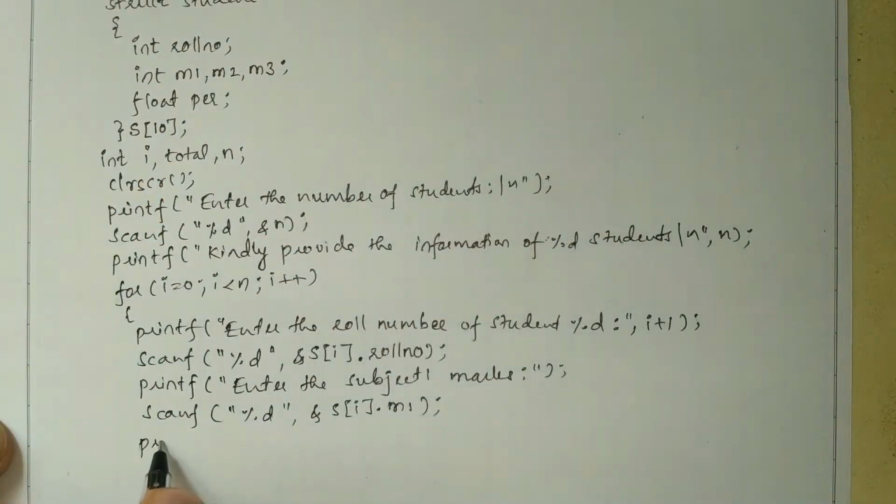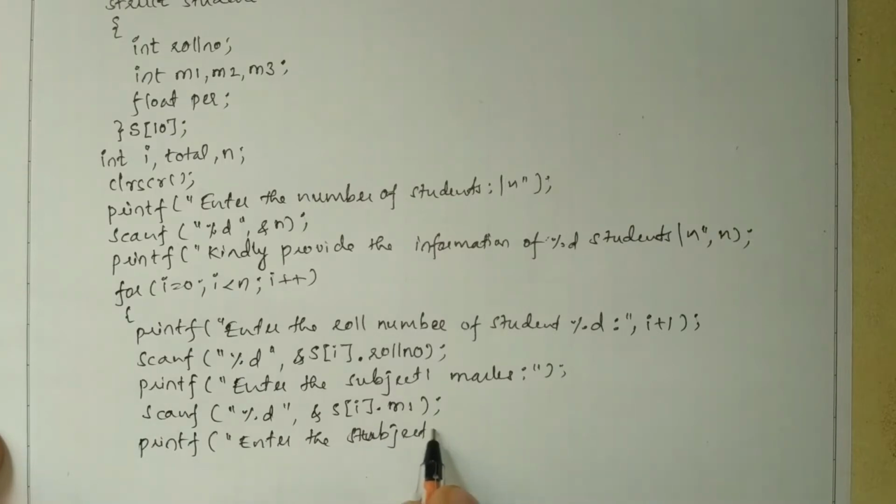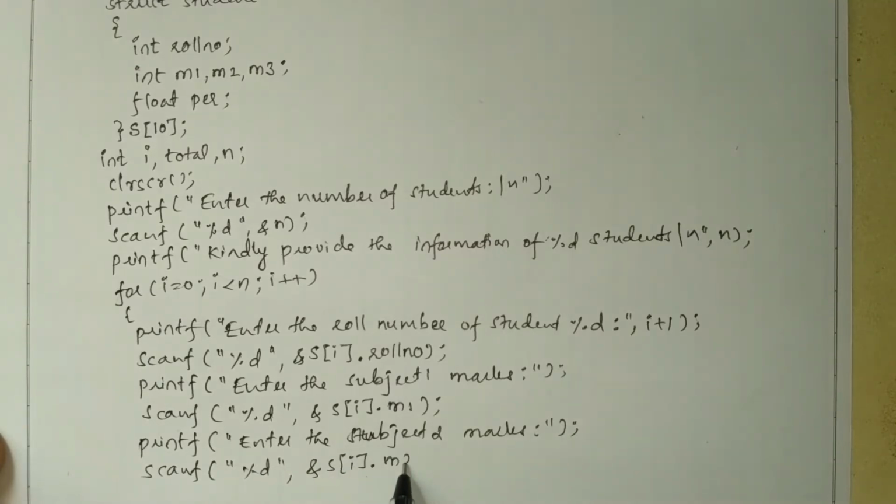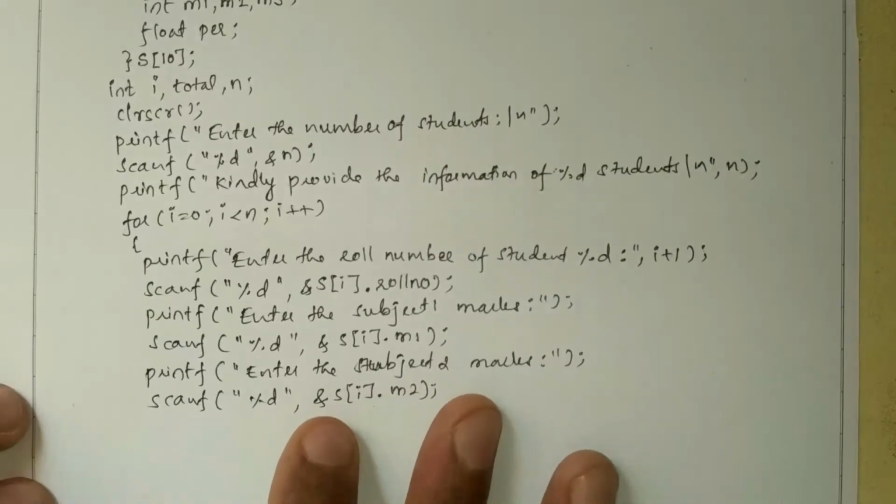So next we'll ask one more time for the next subject marks. Enter the subject 2 marks, and the double quotation mark, put semicolon, scanf statement. In a double quotation mark %d, again ampersand s of i dot m2, that is the second subject marks.